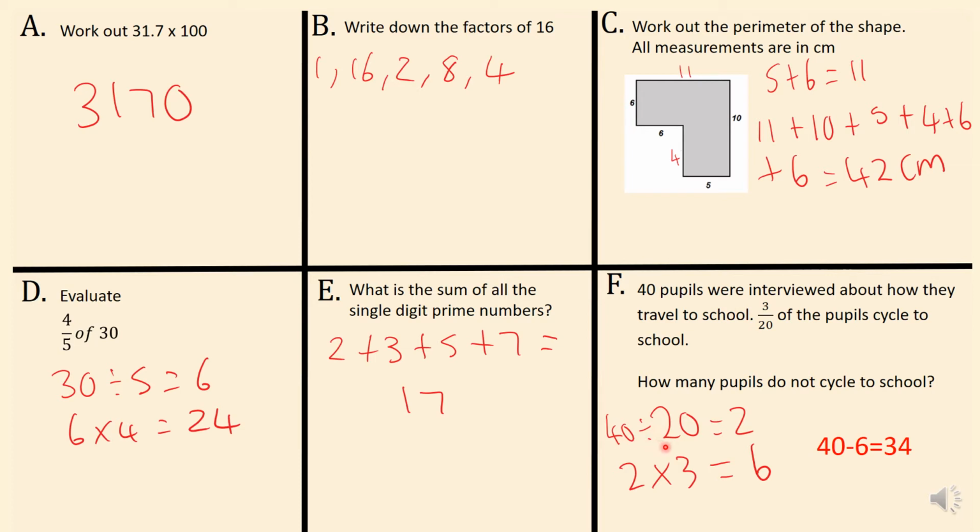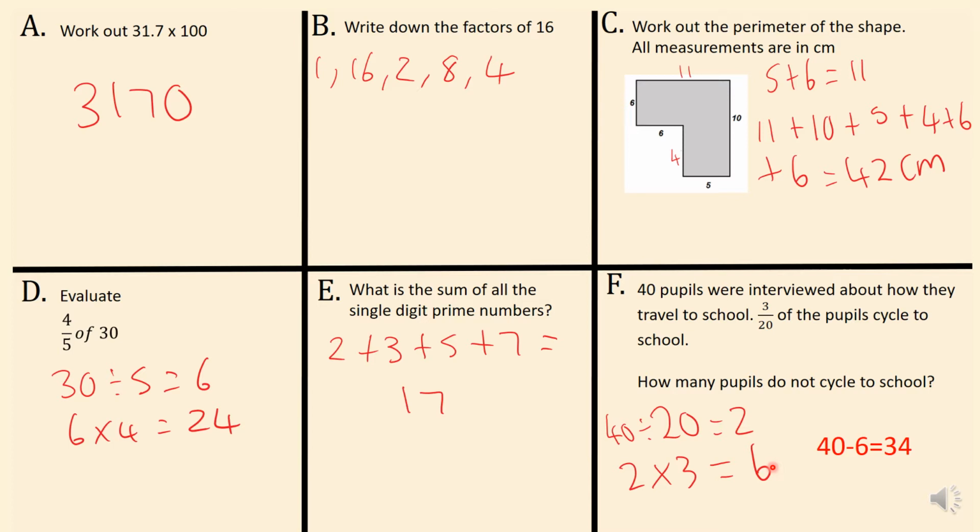So 40 divided by 20 is 2. Then you times 2 by the number that you got at the top. So 2 times 3, which is 6. Then 6 is actually those people who are cycling to school.